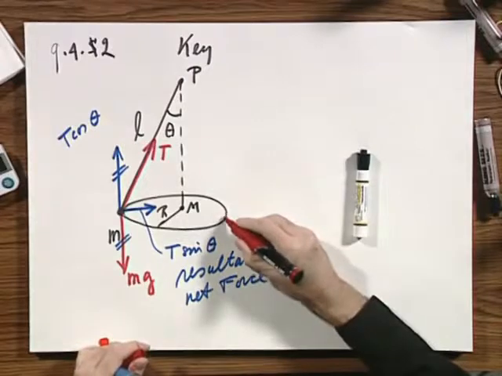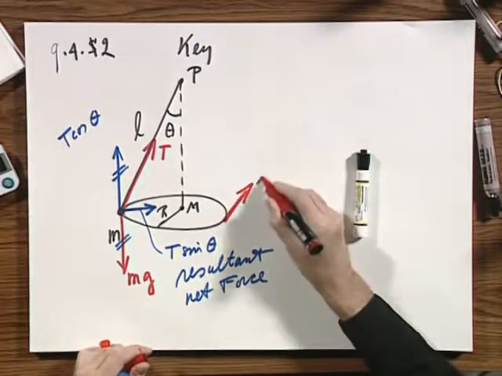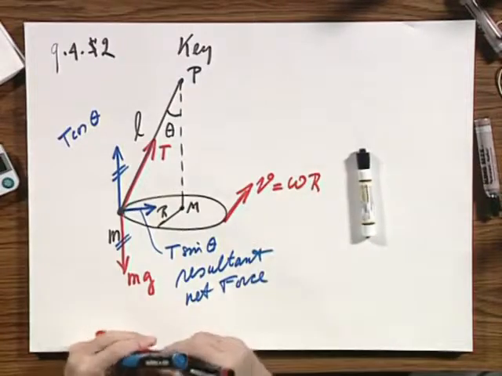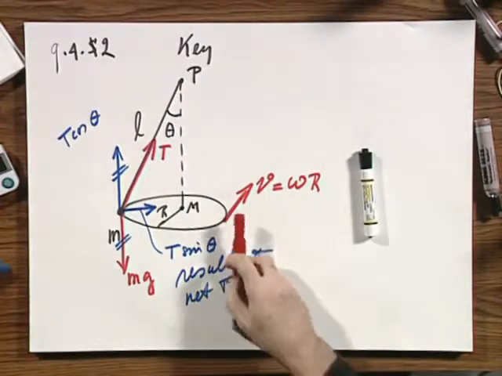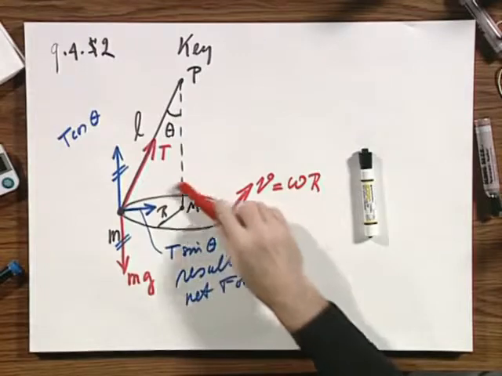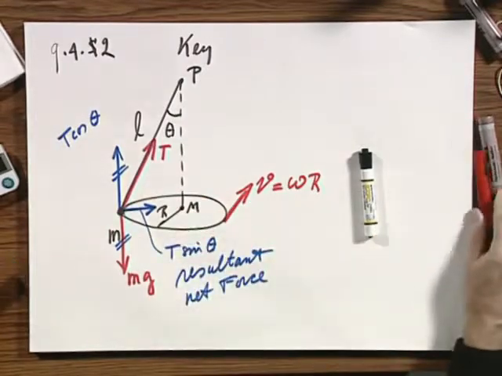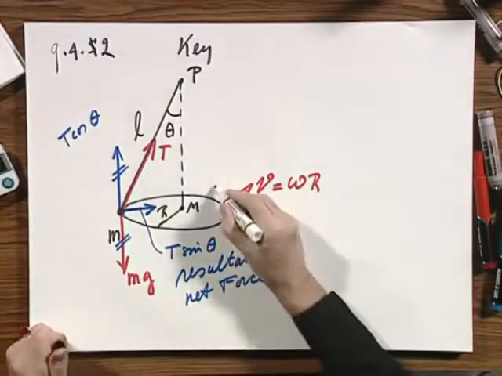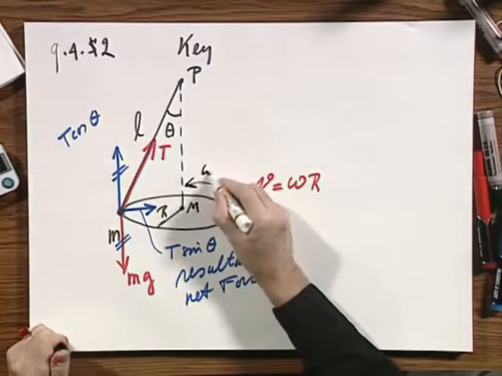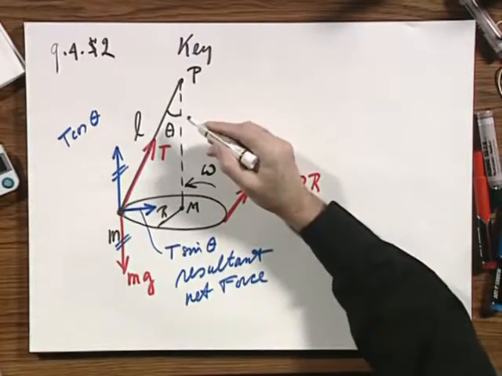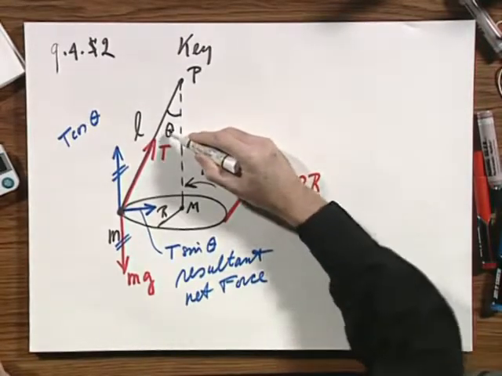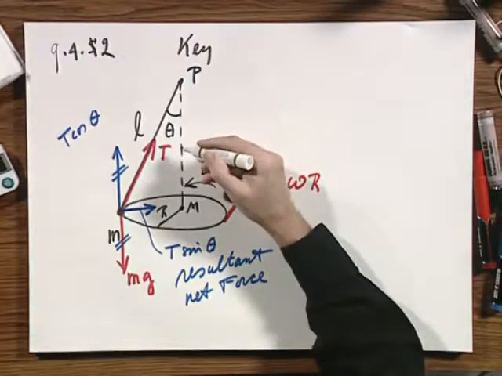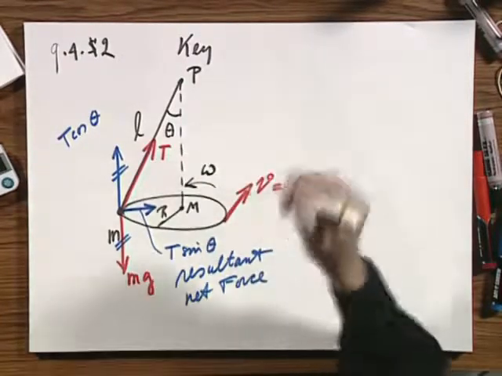There is then a circumferential velocity v, and that v equals omega r, and the direction of this v vector changes. The magnitude does not change, but the direction does change. Omega, which is the angular velocity, and theta cannot be arbitrarily chosen. They are coupled to each other, and that's what I want to show you first.